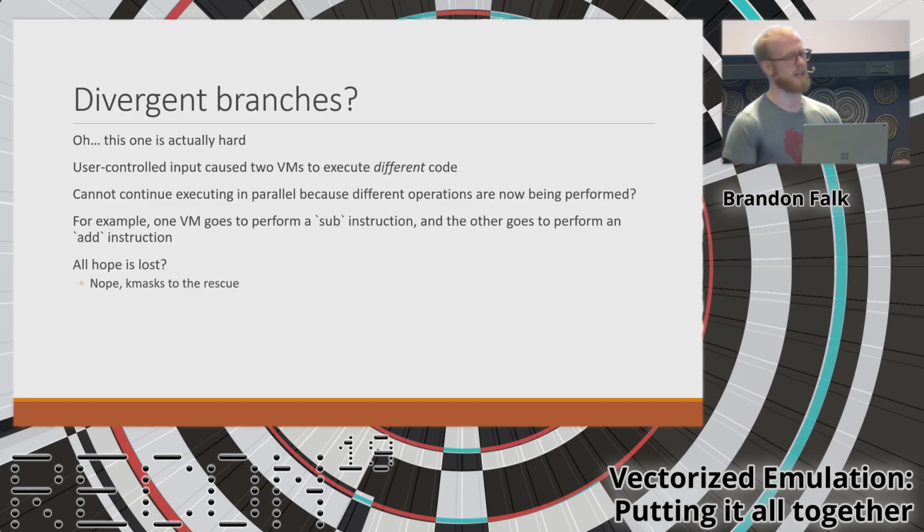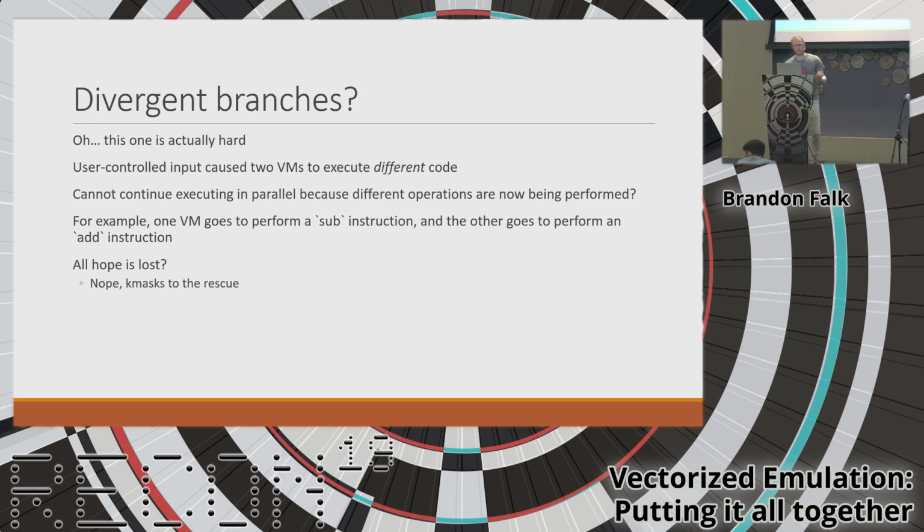The hard part is divergent branches. This is what theoretically could just kill this idea: how can you continue executing things in parallel if things aren't doing the same thing? You can't execute an add on 16 VMs if one of the VMs wants to do a subtract. So luckily, very specifically with AVX512, not AVX2 or AVX1, but AVX512 added these magical registers called kmask registers.